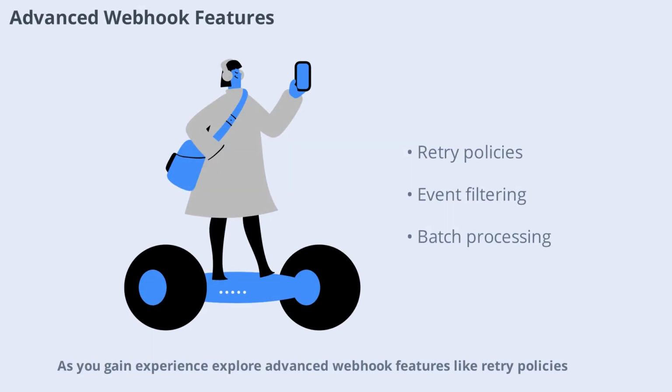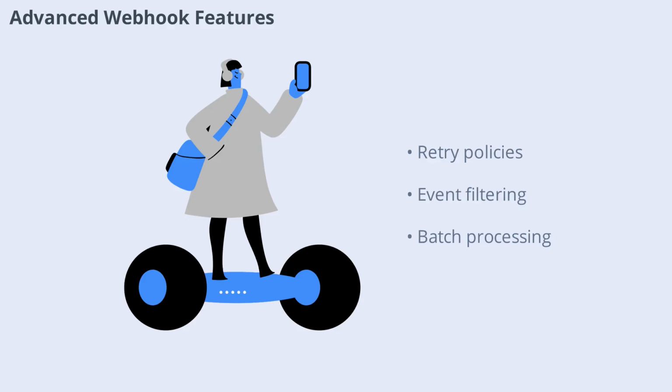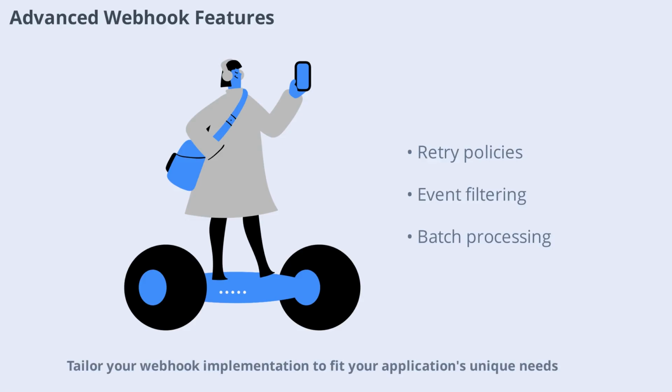As you gain experience, explore advanced webhook features like retry policies, event filtering, and batching. These enhancements can improve performance and reliability, especially in complex or high-volume systems. Tailor your webhook implementation to fit your application's unique needs.